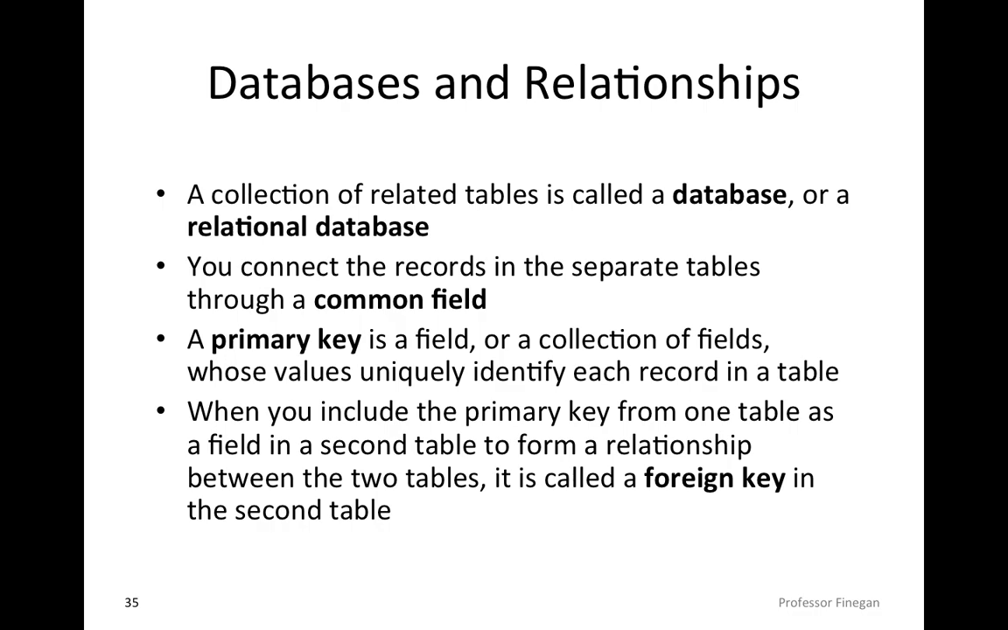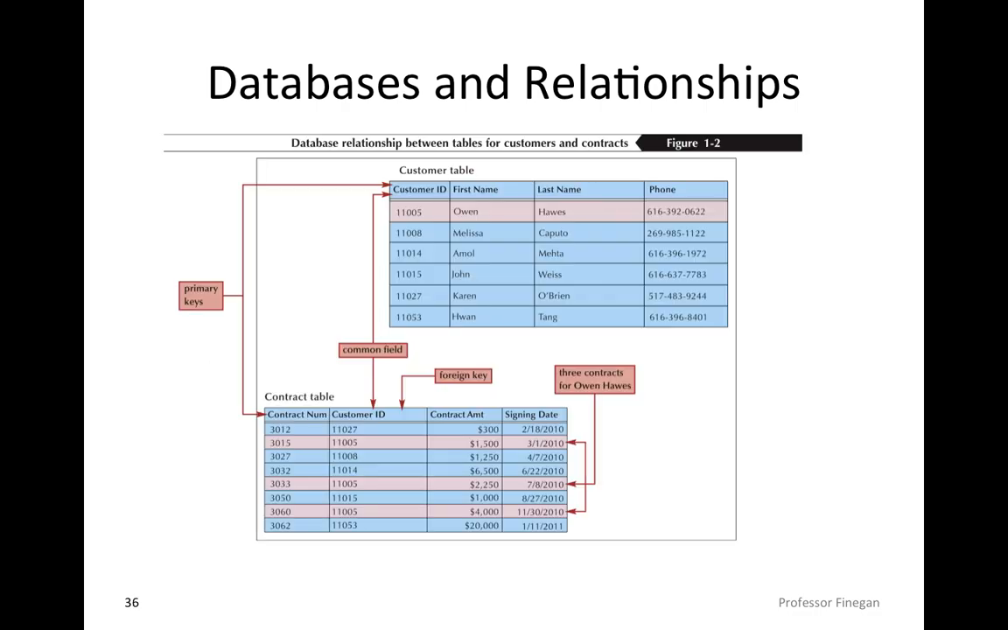Next is the concept of a foreign key. At the highest level, a foreign key is a primary key from a different table that exists in the second table. So when you include the primary key from one table in the second table to form a relationship, it is then called the foreign key. This example shows which fields are primary keys and which fields are foreign keys.